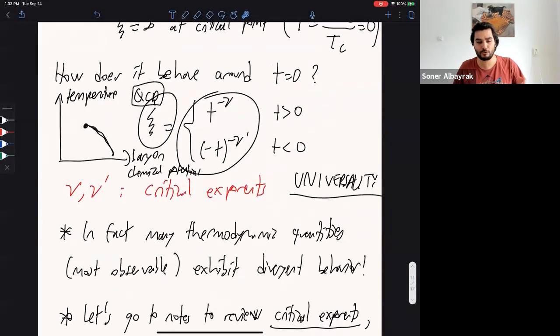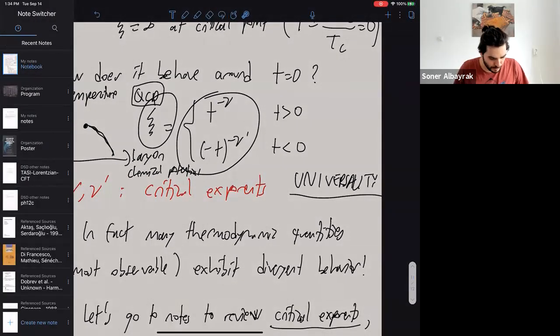Before we move on, are there any questions so far? Like why this critical exponent business, which I will detail now. Okay, good.